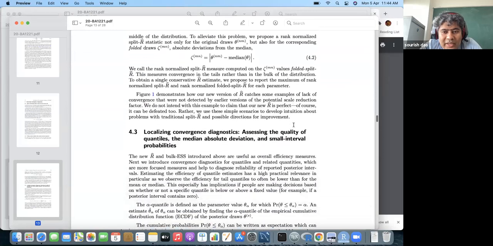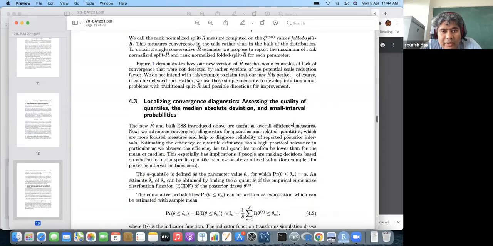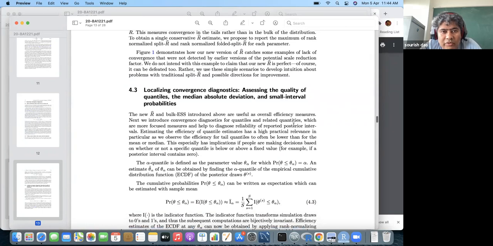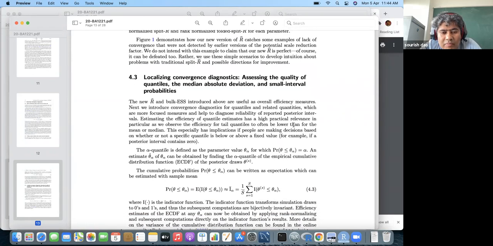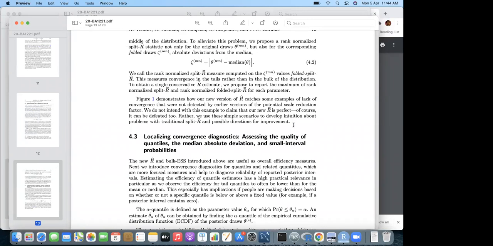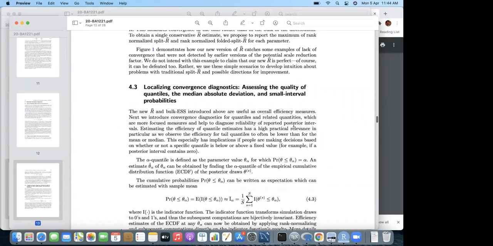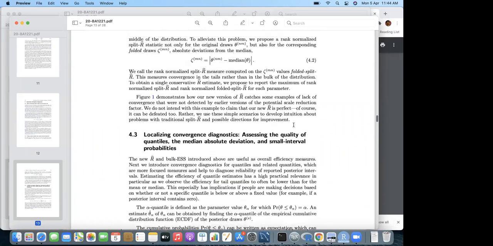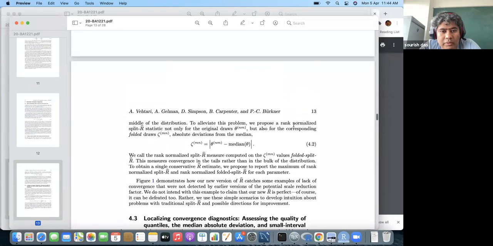Now you're saying that here you got stuck on localizing convergence diagnostics, seeing the quality of quantiles, median absolute deviation, and small interval probabilities. Can you also explain the folding thing? There are no references. They make some claims, but there are no references. I'm guessing it must be obvious or something. The one section just above this, the folding section. Yeah. Okay, the folded split.